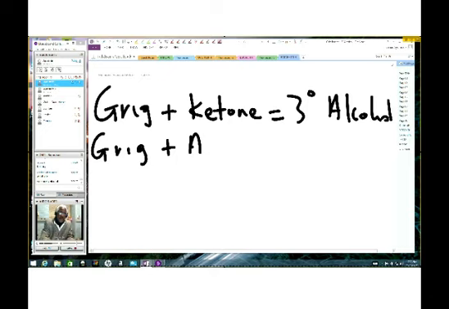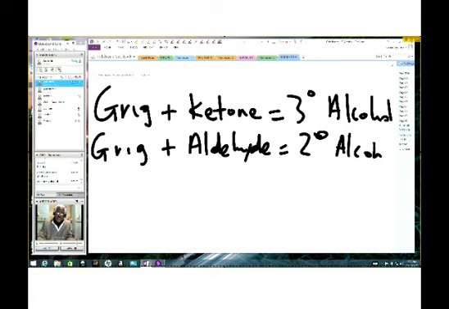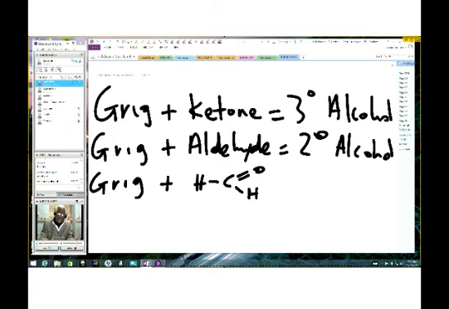Grignard plus the simplest aldehyde, which we call formaldehyde, which is this here. It's called formaldehyde. That is the simplest aldehyde. What you get is a primary alcohol. In this case, you are only going to add one carbon atom to the Grignard reagent.